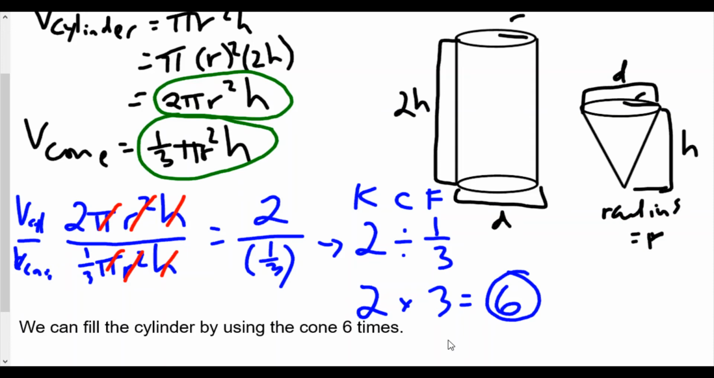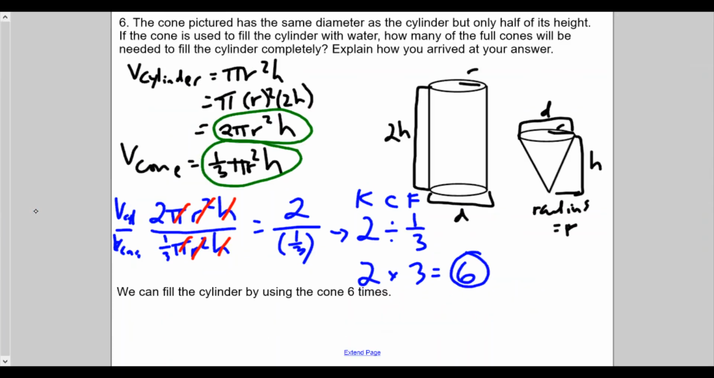Now, if you want to use numbers too, if you made the height 1 and the radius 1 for the cone, and the height of the cylinder 2 and the radius 1, you would still get the same situation, 2 divided by 1/3, and you would get 6 cones altogether. If I change the dimensions, say the height was 10 for the cone, the height of the cylinder was 20, and the radius was 1, I'd still end up getting a simplified value of 6 cones to fill the cylinder. So, how many full cones did we need? We need to use a cone 6 times to fill the cylinder completely.